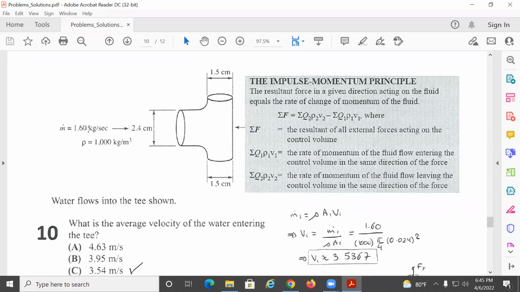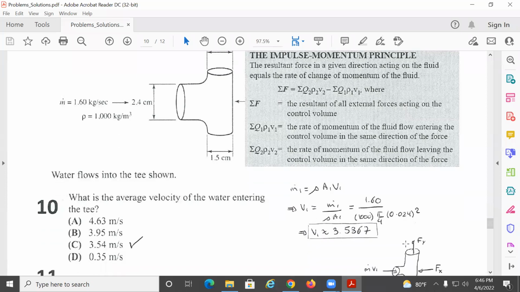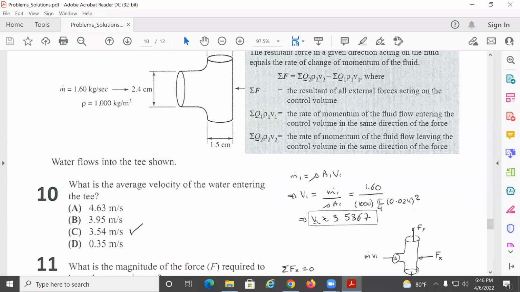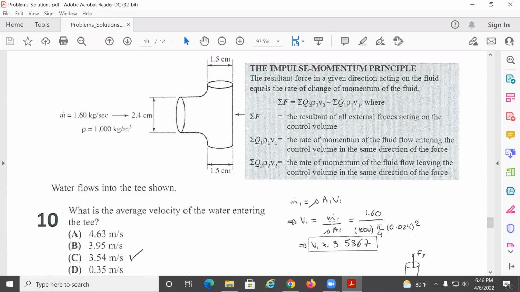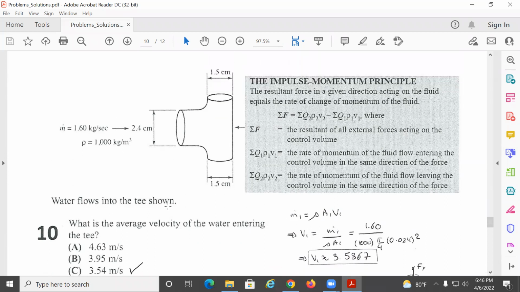Okay, so we need to find the velocity. We know this cross-sectional area, and we know the density. So as before, what would be the amount of water coming in? It would be rho A V1. So we know M, we know rho, we know A, so we can calculate V1, okay? M is given, rho is given, and A would just be pi over 4 times diameter squared. So the average velocity coming in here would be 3.557.